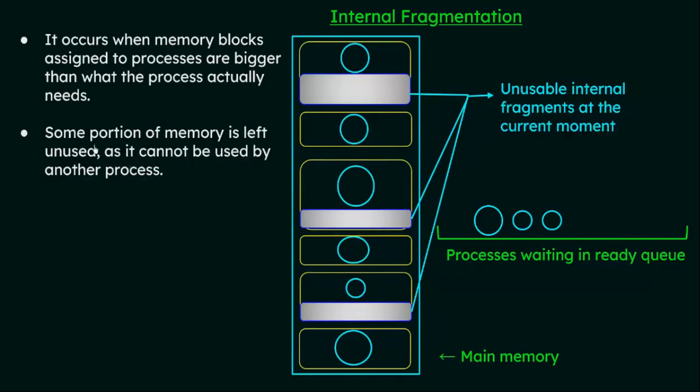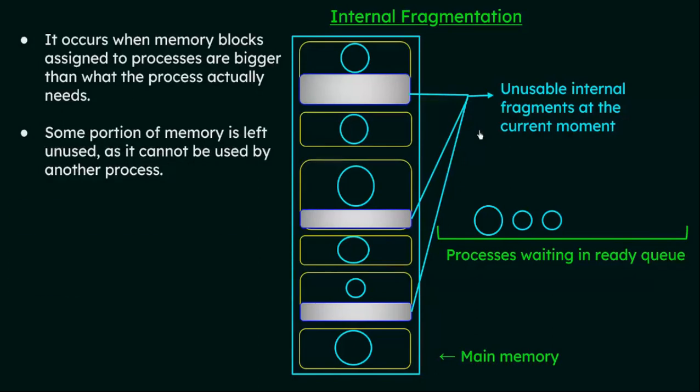As we said in the point over here, some portion of memory is left unused. This is the one that is highlighted here, and it cannot be used by other processes. Why? Because only one process can be accommodated in a memory block at a time. So here we see that the fragmentation is occurring internally within the block or within the segment of memory itself. So that is what we mean by internal fragmentation.